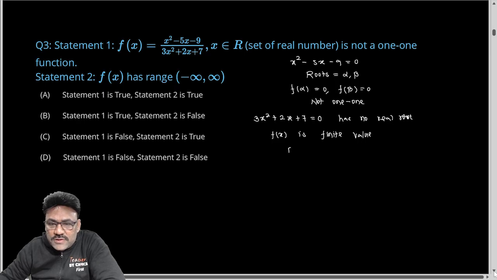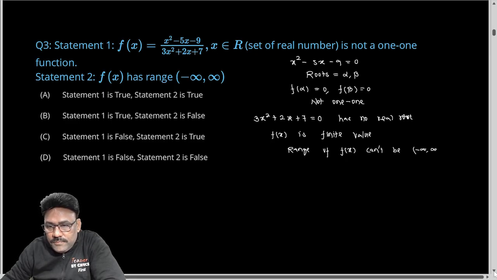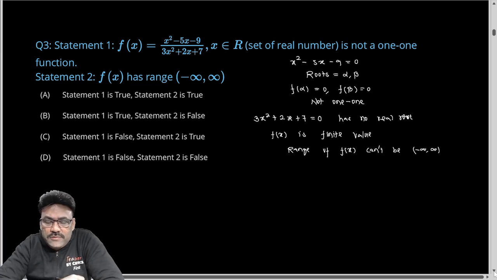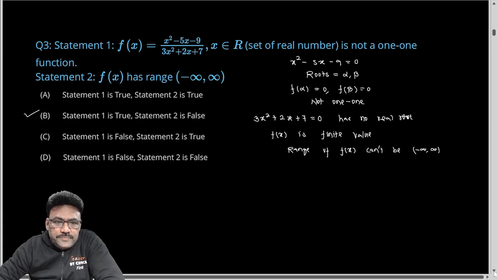That means the range of f(x) can't be minus infinity to plus infinity, because the function can never be infinite; it will always give you a finite value. So the range cannot be minus infinity to infinity. The statement that this function has range minus infinity to infinity is false. The first statement is correct here, the second statement is false here, which means option B is true here.